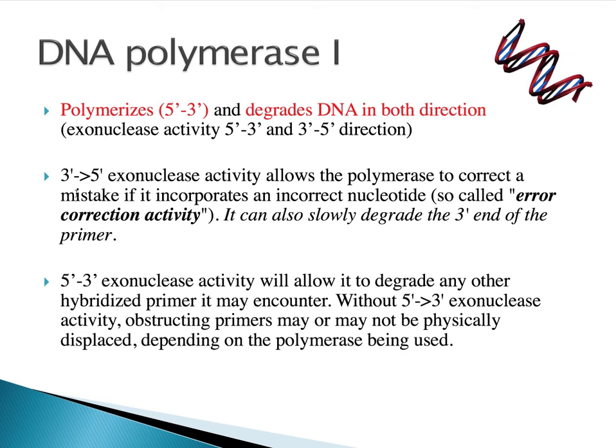How about the 3' to 5' exonuclease activity? That's actually the different direction. So it's cutting back from the 3' to the 5' direction. And that's called the proofreading or error correcting activity. This is what happens during replication if a wrong nucleotide is incorporated into DNA. Just a note, it can also slowly degrade the 3' end of the primer.